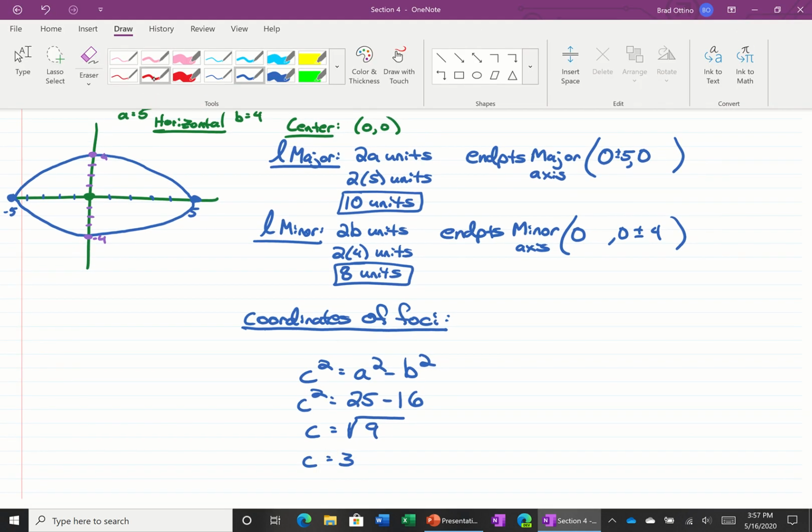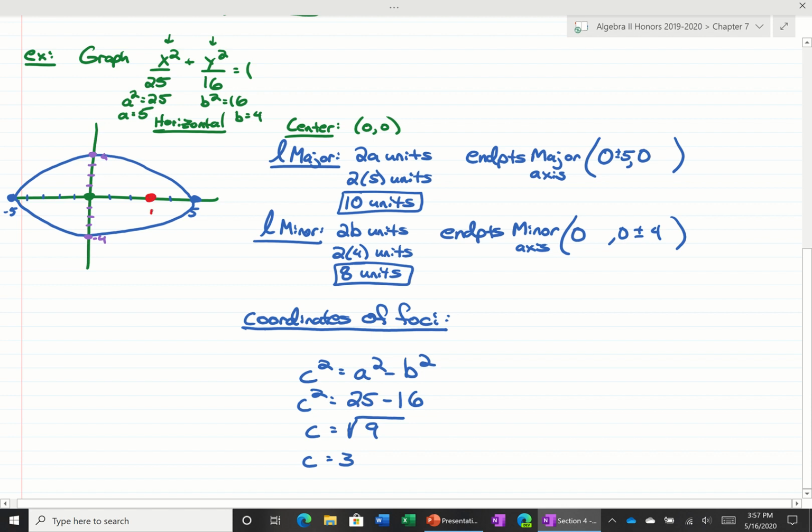which means the foci would be right here. 3 units to the right and 3 units to the left of the center. The coordinates of those foci, you always start at the center, but because we're going to the left 3 and to the right 3, it would be 0 plus or minus 3.